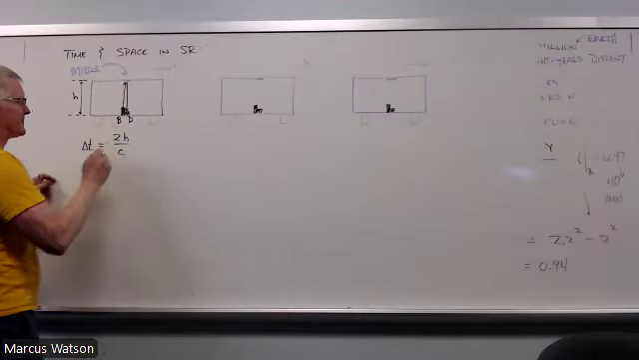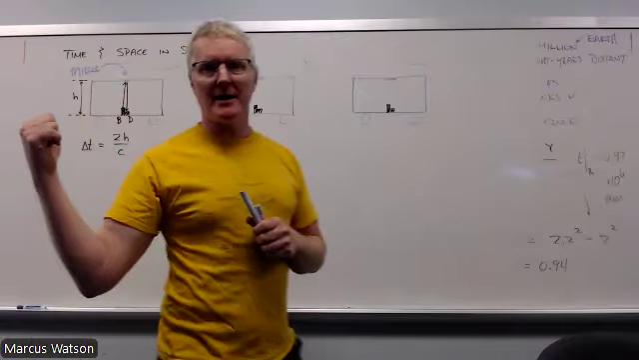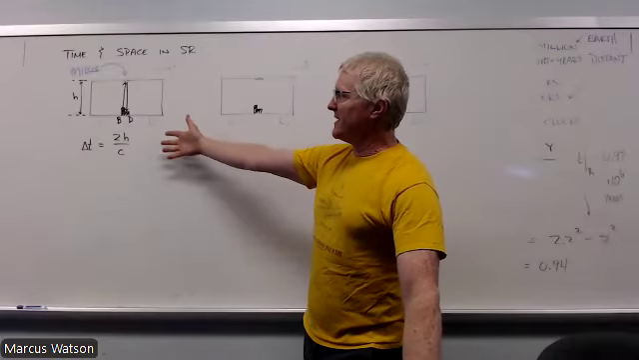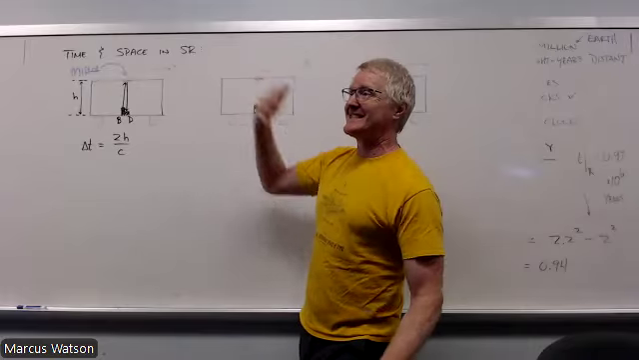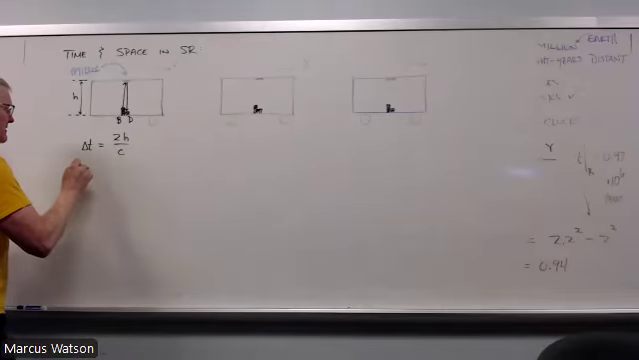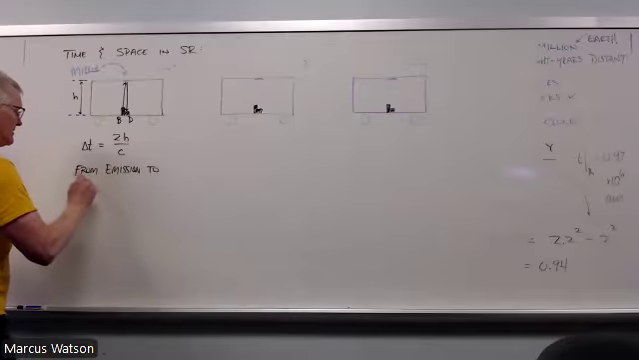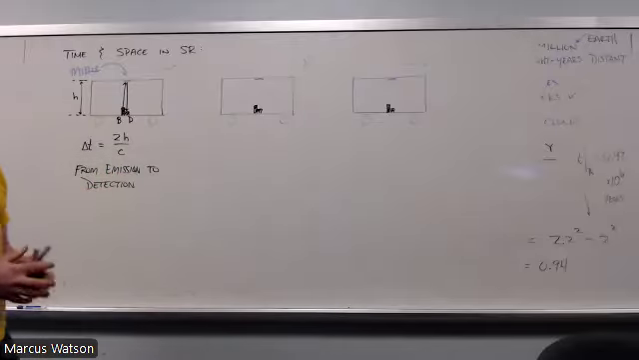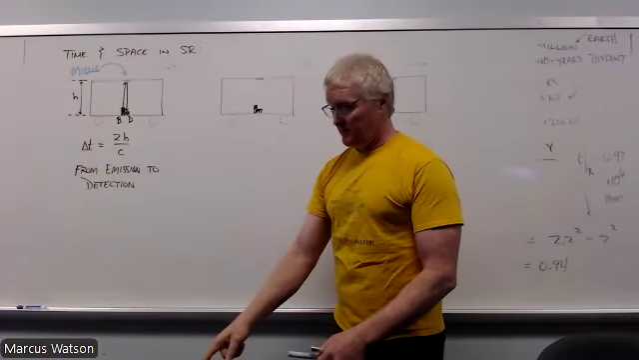2h divided by c. H up, h down, speed of light, right? I could say whatever units I want there. I'm going to say that's the interval of time between emission of the light from the bulb and detection of the light by the detector. All right, sound good? If I'm on the train car, it goes boom, boom, no problem.